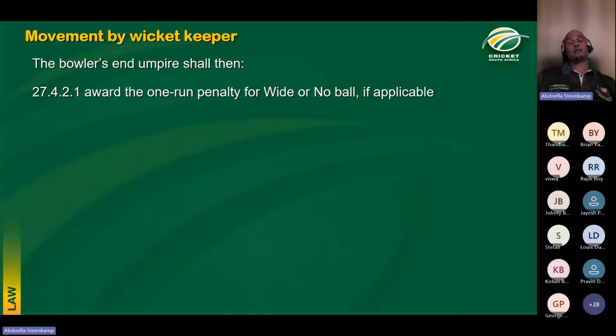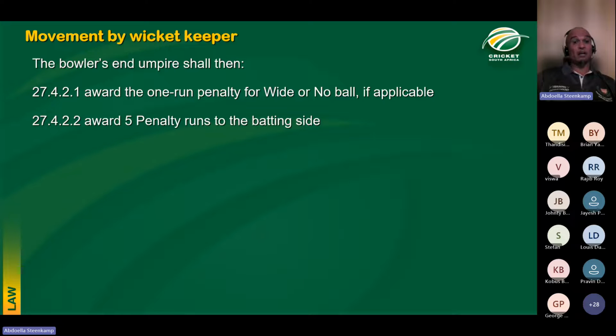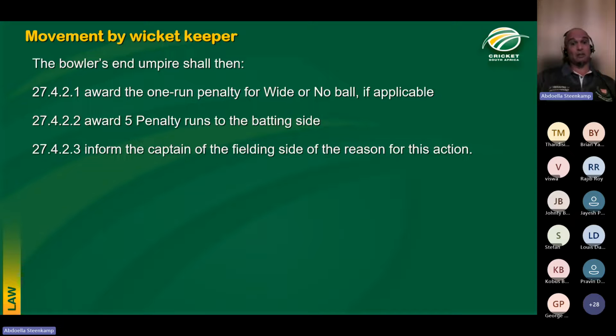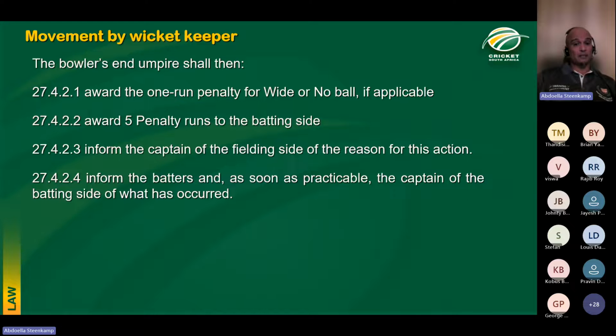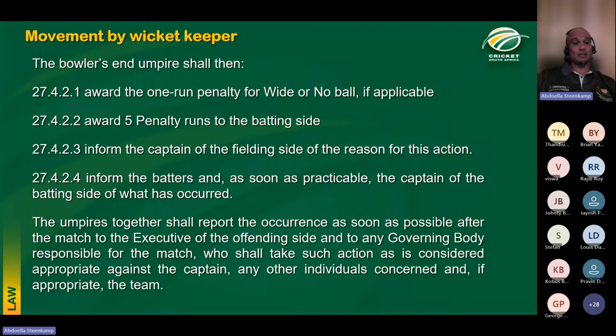If there was a no ball or wide, that will stand. 5 penalty runs to the batting side for unfair movement by the keeper. You'll inform the captain of the fielding side, inform the batters and the captain of the batting side, and report it to the governing body. So you can see it's fairly strict. Keepers are not allowed to move unfairly, unless in those three instances, those three bullet points that we covered in the previous slide, and this is the punishment.